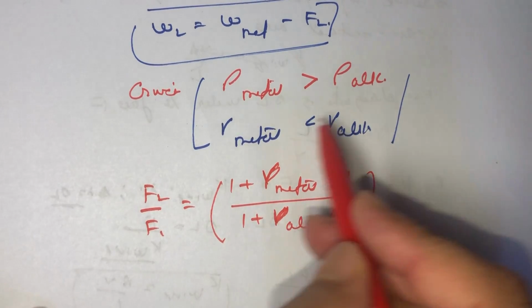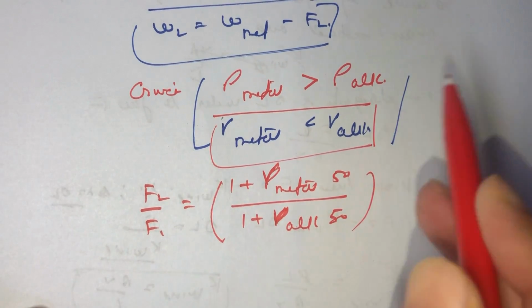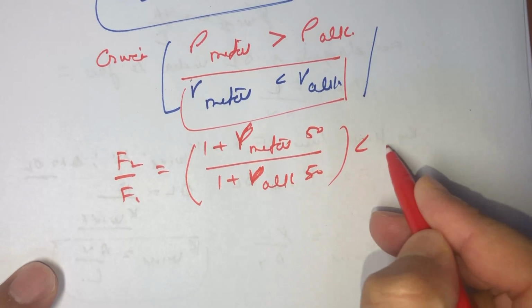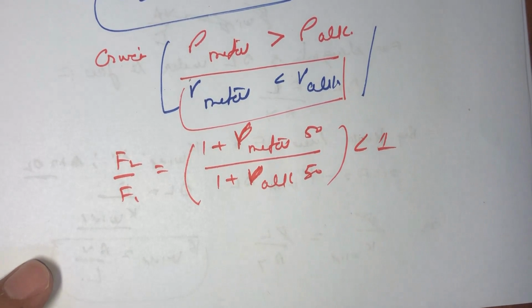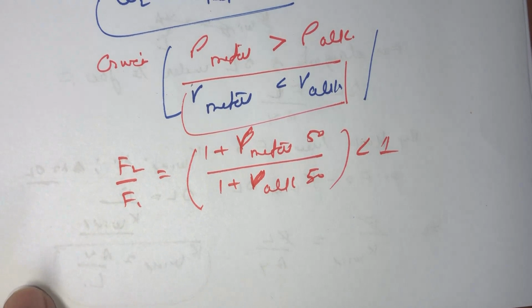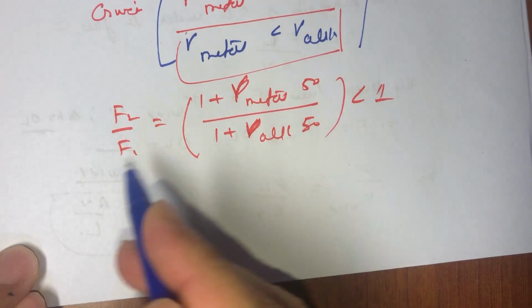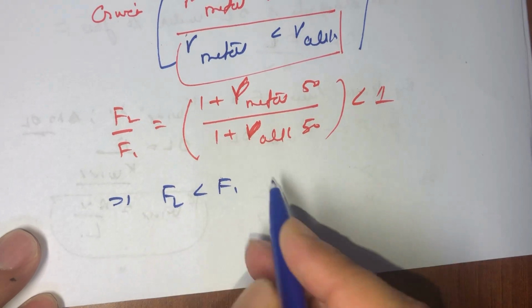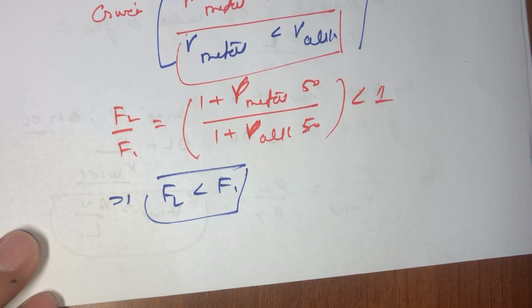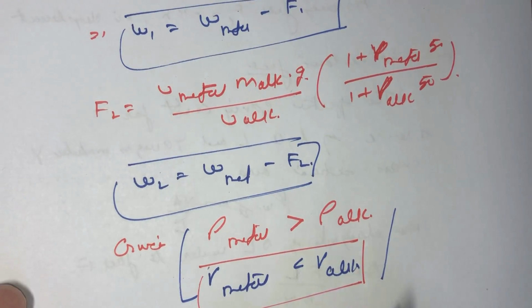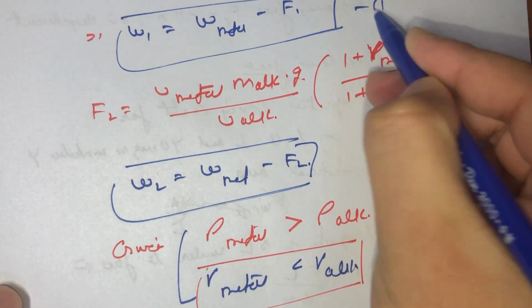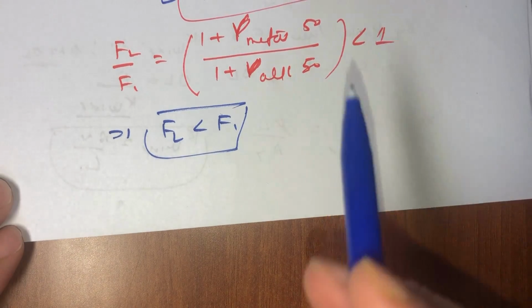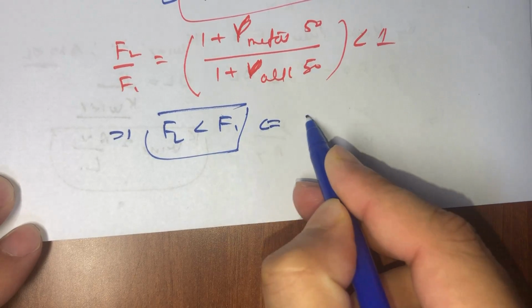Here also, because we are mainly interested in this part, this comes out less than 1. This will be less than 1, and therefore here we can say that F2 is less than F1. So let us rewrite these two equations, equation number 1 and equation number 2. We are going to make a comparison between equation 1 and 2 based on this equation. Let us suppose this is equation number 3.